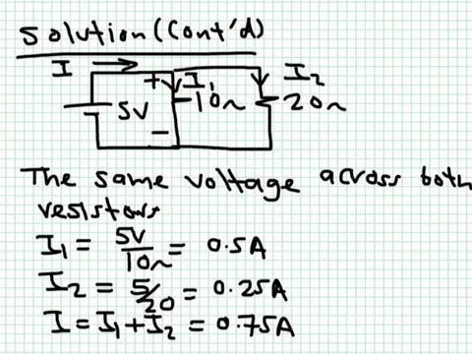So here this current is simply equal to the 5 volts divided by the 10 ohm, according to Ohm's law. The current flowing here in this 20 ohm resistor is simply equal to the 5 volts divided by the 20 ohm. So the first one is 5 over 10, it's going to be 0.5 amperes. The second one is 5 over 20, so it's 0.25 amperes.